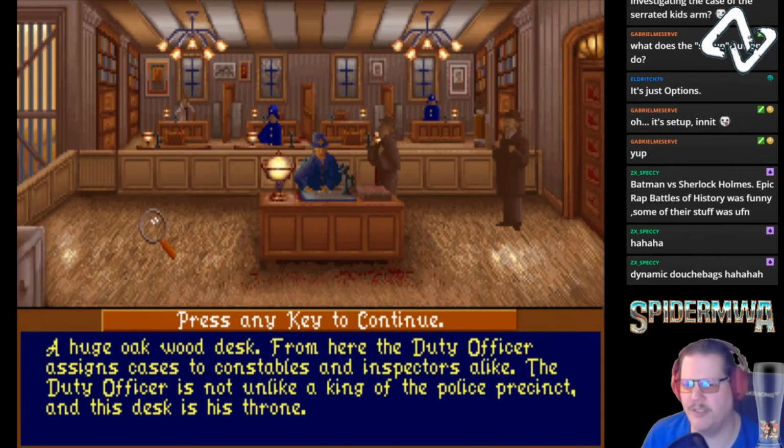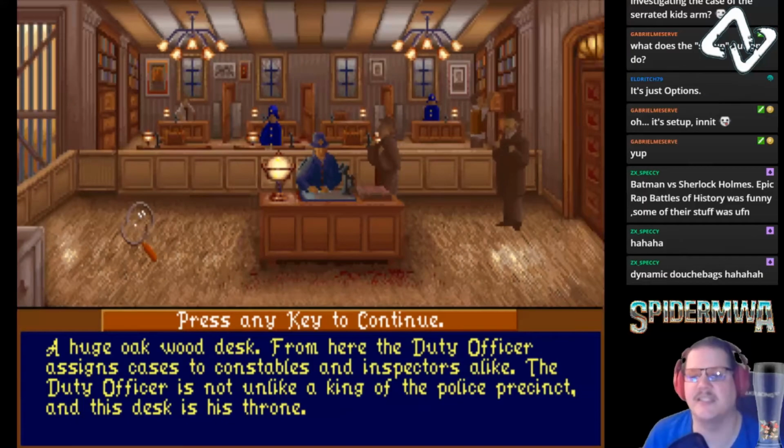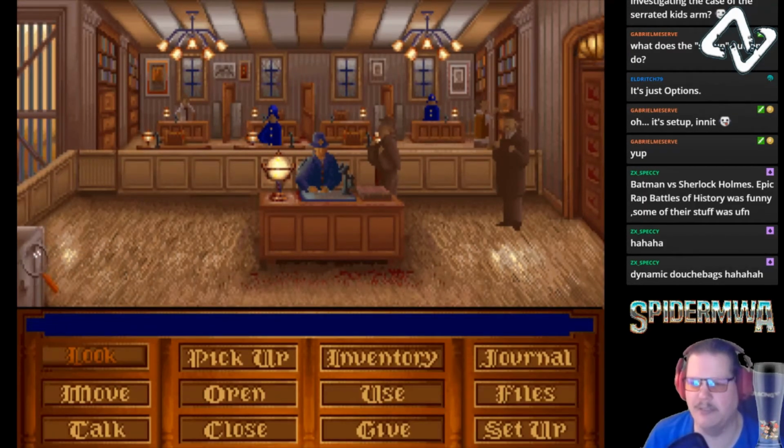A huge oak wood desk. From here, the duty officer assigns cases to constables and inspectors alike. The duty officer is not unlike a king of the police precinct, and this desk is his throne.